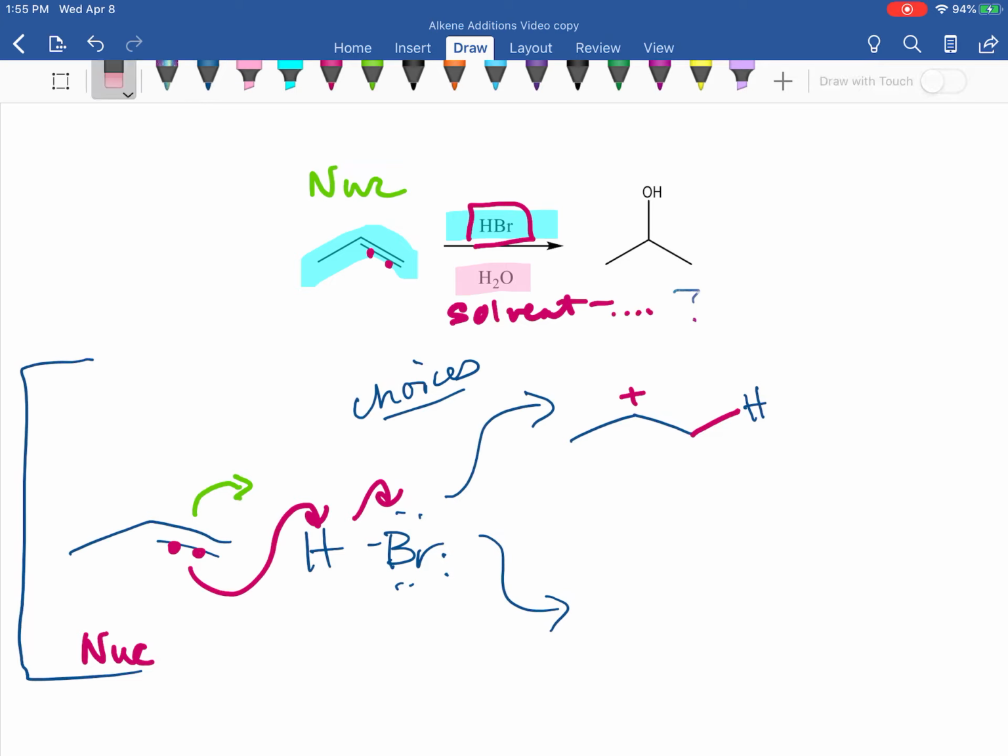All right, let's do the other one. What if we decide to swing the other way? Now we've got our alkene. We're going to swing up here to form that bond to hydrogen, and then leave a carbocation right there.